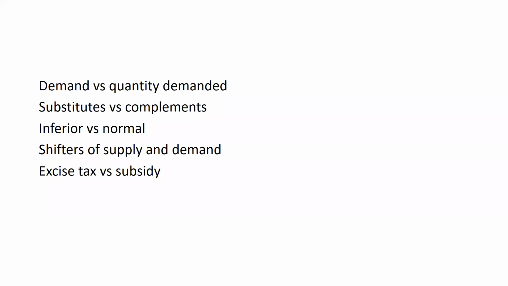Inferior versus normal, I believe there's two questions specifically. Inferior is income up, demand down; income down, demand up. And normal is income and demand going the same way. I know you guys know the shifters of supply and demand. I am not going over them. Excise tax is a shift left. And a subsidy is a shift right. I think we have an example of an excise tax in these problems, so you'll be able to see it.